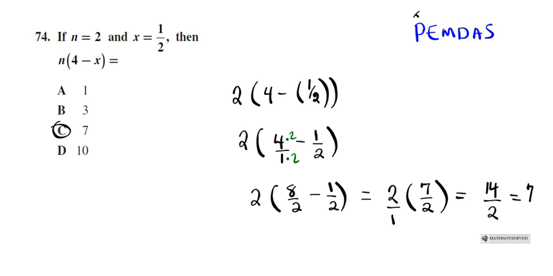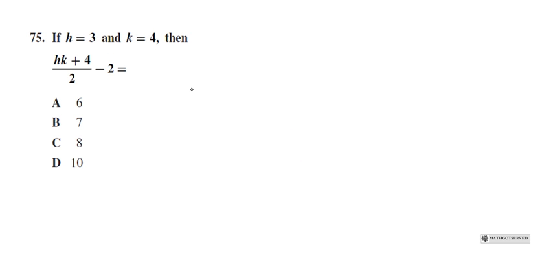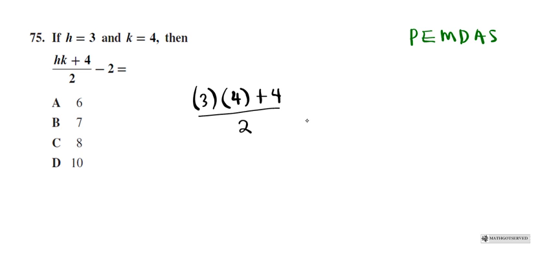Moving along, question 75. This is another order of operations problem. We're going to substitute first, and then we're going to use please excuse my dear Aunt Sally, PEMDAS, to evaluate whatever resulting expression we have. So h is 3. 3 times k is 4 plus 4. Divide the whole thing by 2 minus 2. Okay? So what do we do first?